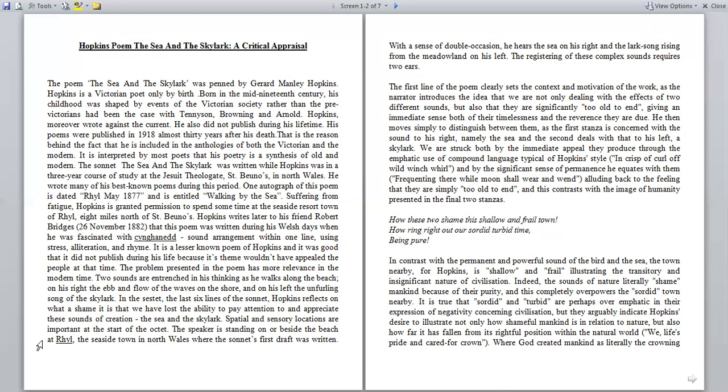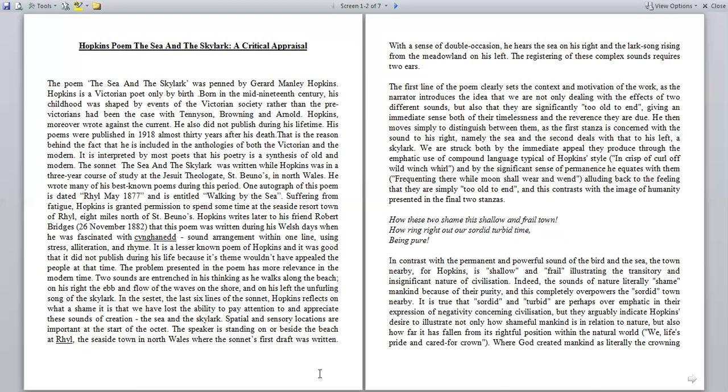It is true that sordid and turbid are perhaps over emphatic in their expression of negativity concerning civilization, but they arguably indicate Hopkins' desire to illustrate not only how shameful mankind is in relation to nature, but also how far it has fallen from its rightful position within the natural world.